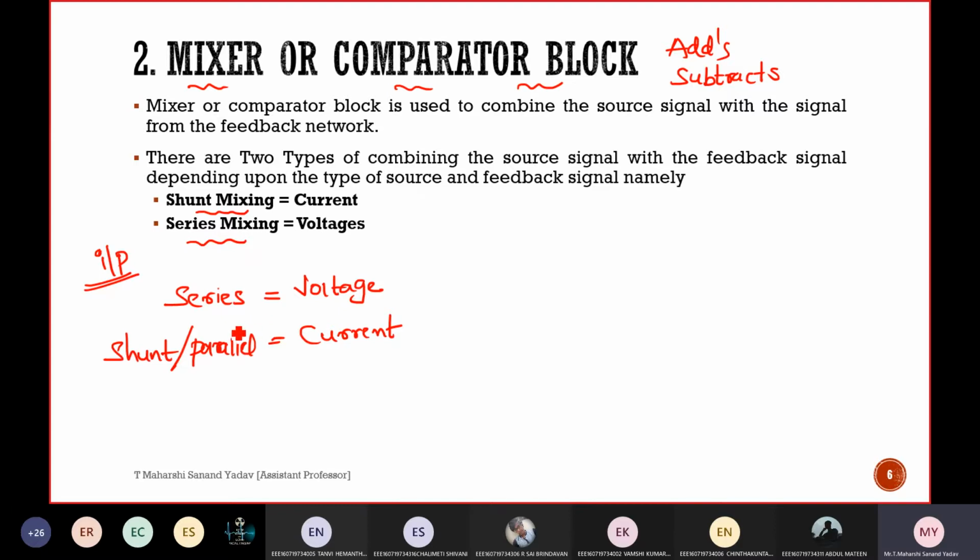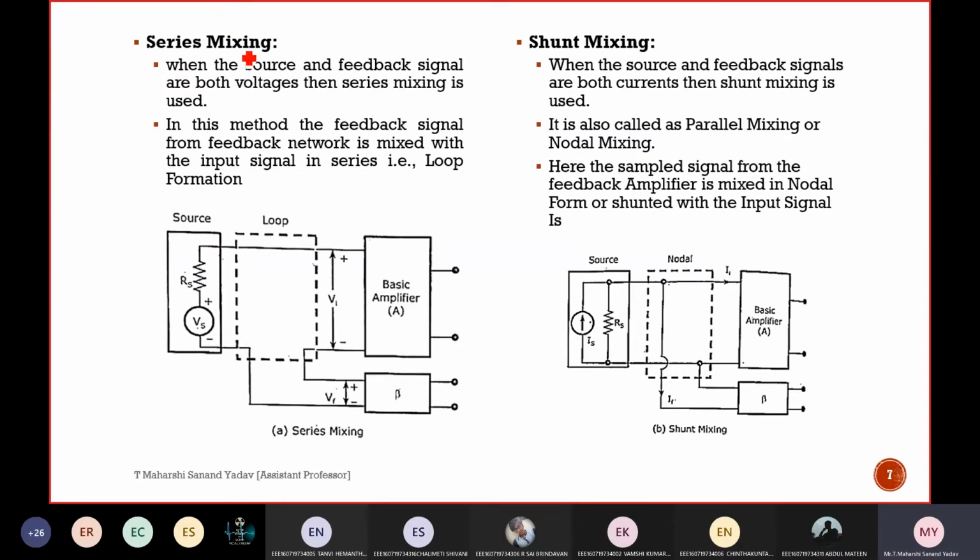Now let us see the equivalent diagrams for it. See, in case of series mixing, here this is the source network, which is Thevenin's. Here this is the basic amplifier. This is the feedback network. You can observe how this is connected. Is this part in series or parallel? Identify. Series, sir. This is a loop, so it is called series mixing. Series mixing is also called voltage mixing.